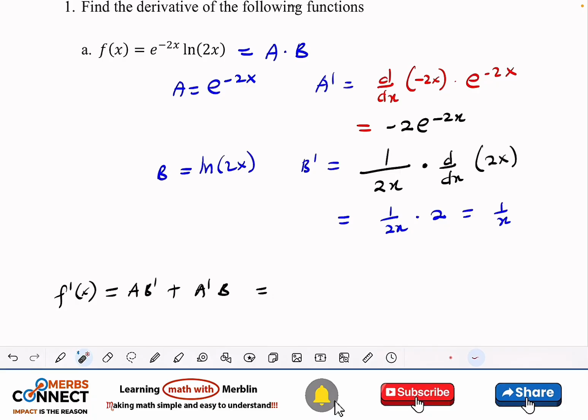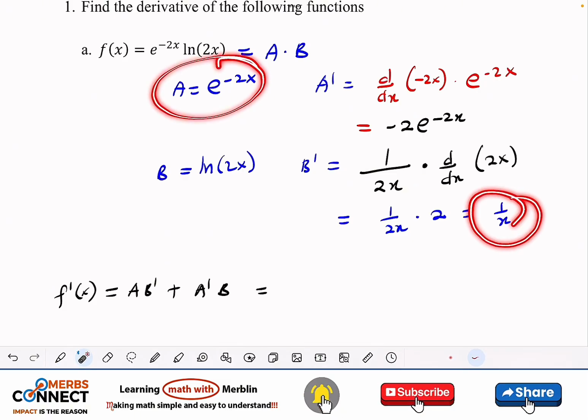So I just need to multiply a to b prime and then a prime to b prime. It's the same thing. So let's do that. Let's multiply them. What is a? A is here and then b prime is here. So I just multiply that.